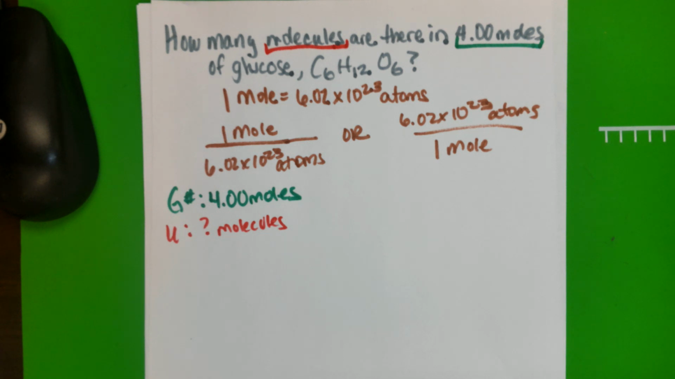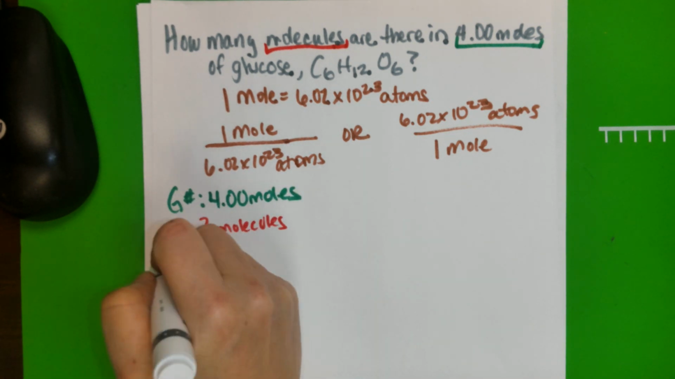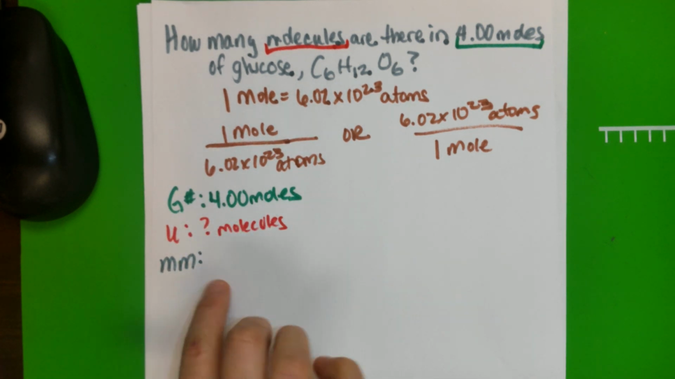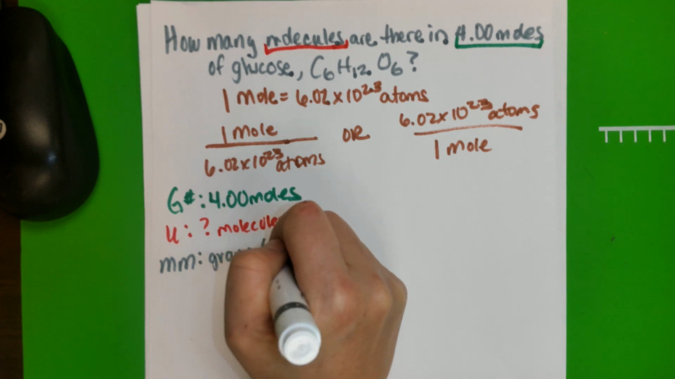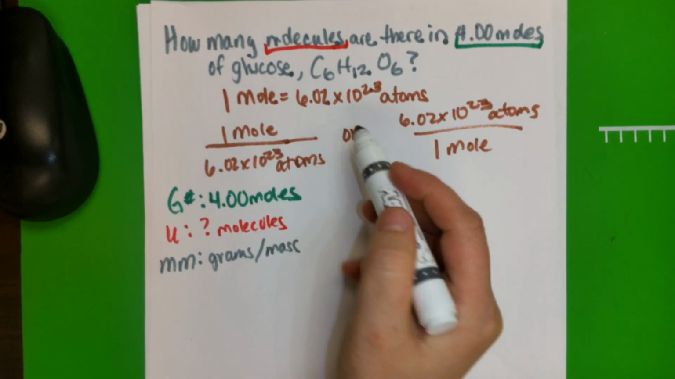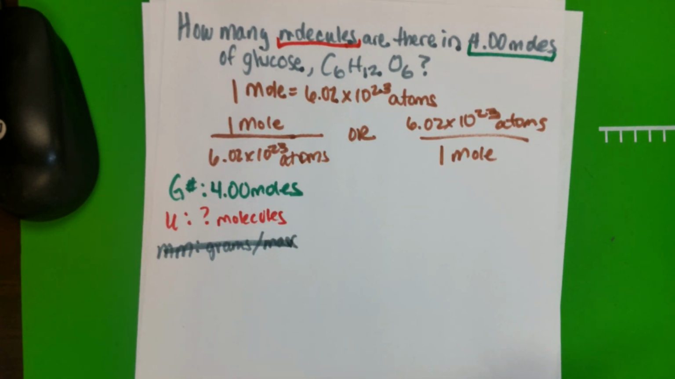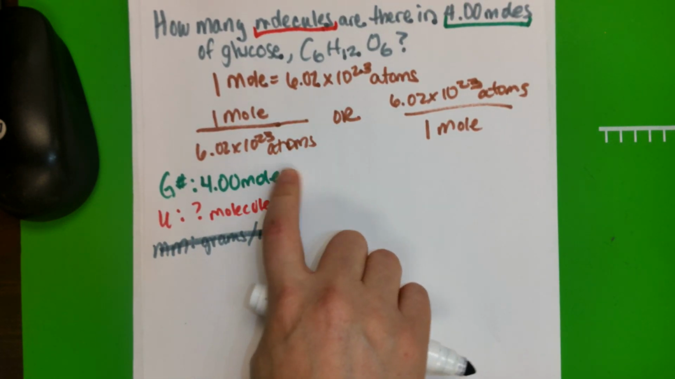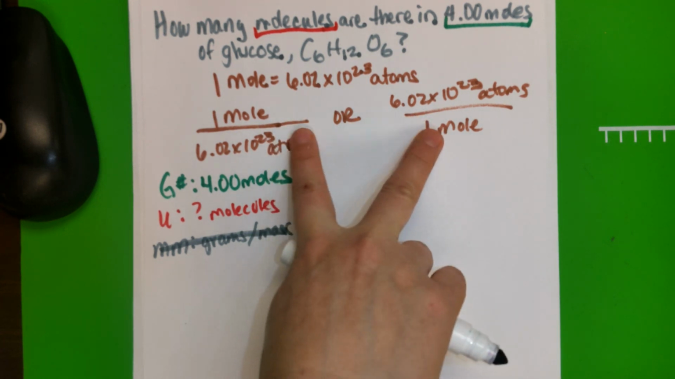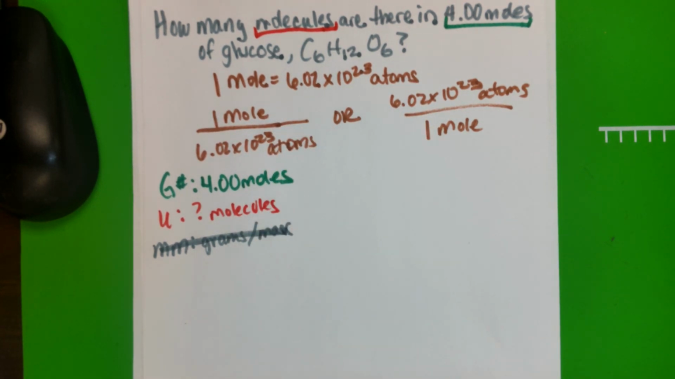Now the next one is the MM. We're not really using MM yet, at least in this beginning part. How can you tell we're not using the MM? Because we don't have grams or mass. It doesn't matter, so that one is not being used. So really, we're just going from molecules to moles, and the only conversion is one of these two. Okay, so let's get started with the work.